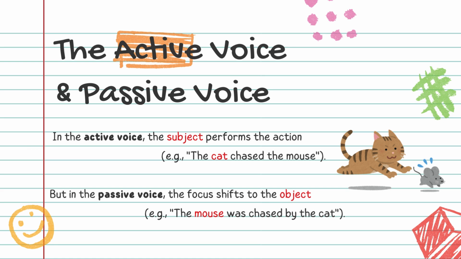In the active voice, the subject performs the action. For example, the cat chased the mouse. But in the passive voice, the focus shifts to the object. For example, the mouse was chased by the cat.